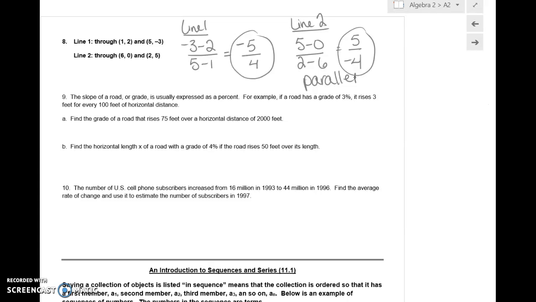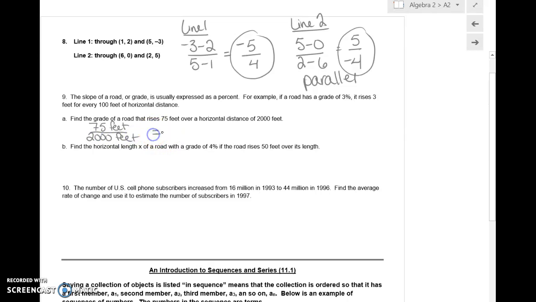So, for example, if a road has a grade of 3%, that means it rises 3 feet for every 100 feet of horizontal distance. Find the grade of a road that has a rise of 75 feet over a horizontal distance of 2,000 feet. This is, again, a simple rise over run. So it rises 75 feet over a horizontal distance of 2,000 feet.